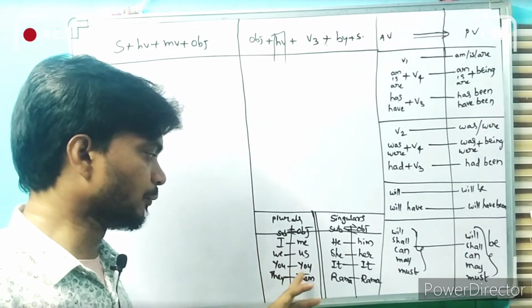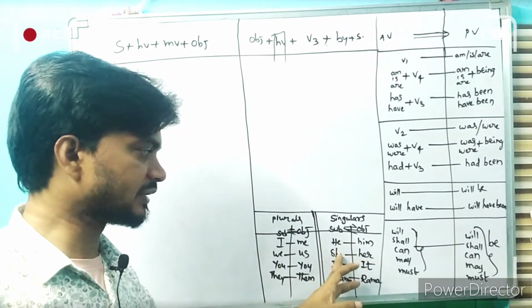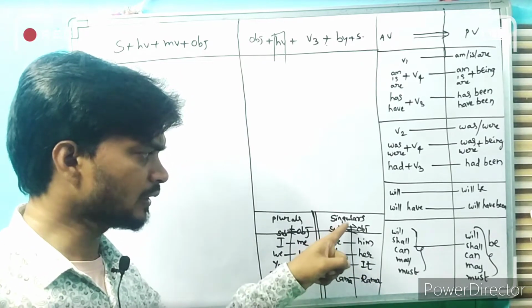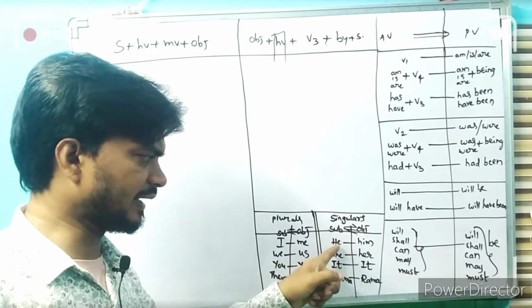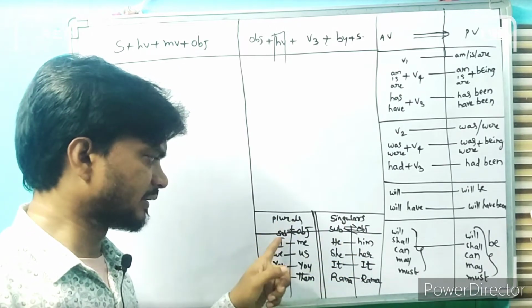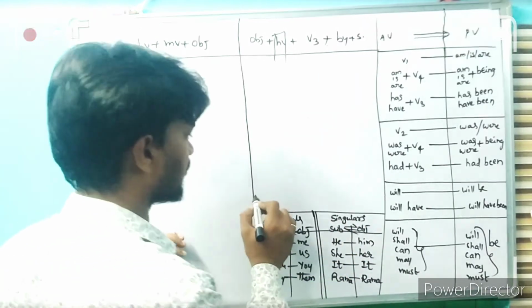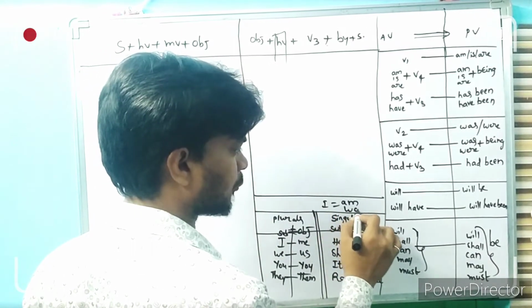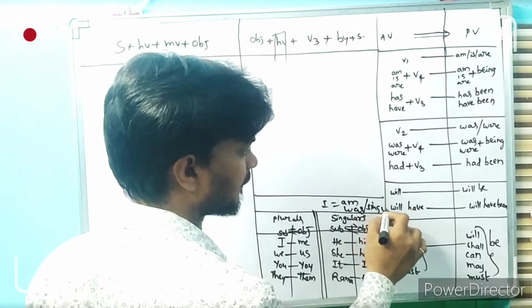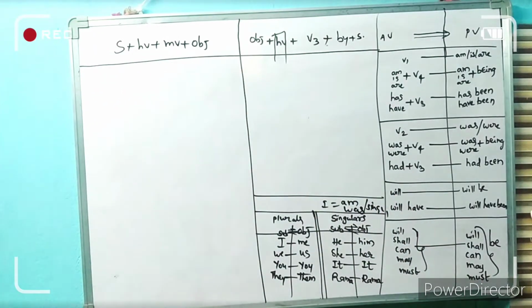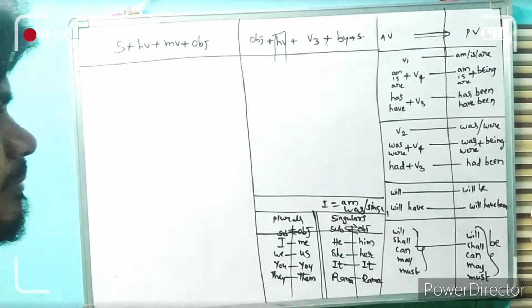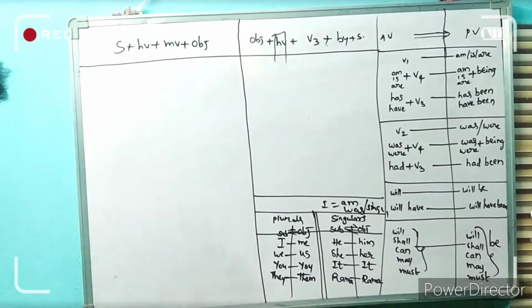We, us; you; they, them; he, him; she, her; it; Rama. Here I mentioned the singulars: he, she, it, Rama. Plurals: we, you, they. Here one more note point: I is a singular with am and was. So, a very important point. Okay, fine. So by using these key points, we are going to complete a task. Now see here how it will be.